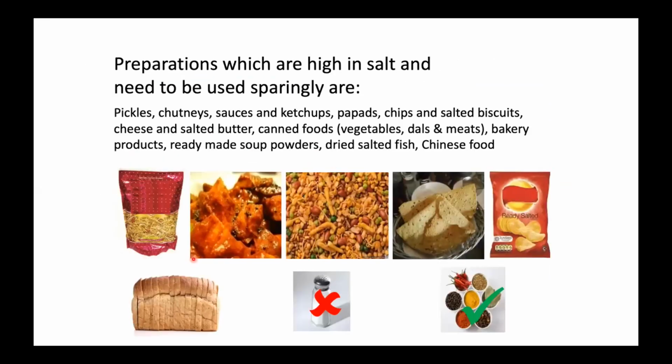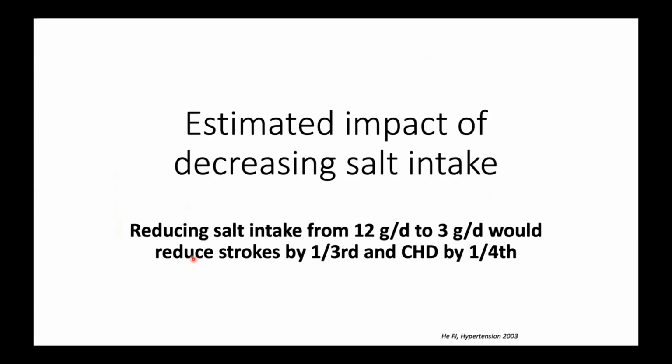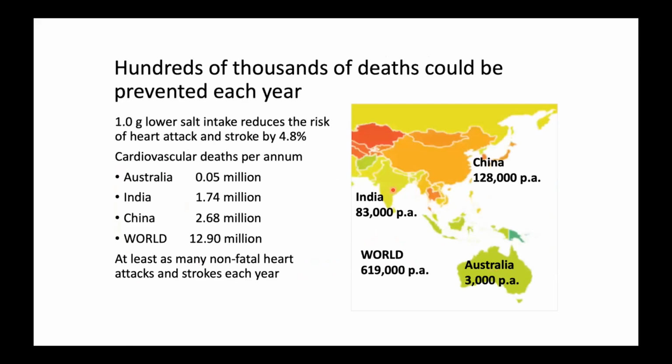Food labeling, I won't go into the detail, but you know that all the namkeens, papads, chips, they have very high levels of sodium chloride, that is salt. The average salt intake is around 12 grams per day. If you just reduce 12 grams to 3 grams per day, that will reduce coronary heart disease by one third and stroke by one fourth. And it would lead to around 83,000 fewer deaths in India itself.